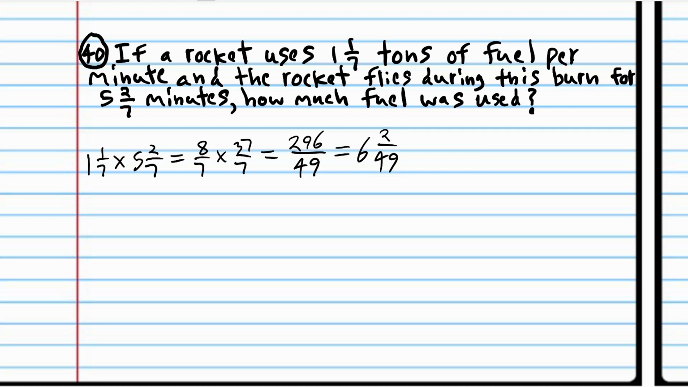So now we have to write the final units. And the final units are how much fuel. And how do we measure fuel in this problem? By tons. So it's going to be 6 and 2/49 of a ton. 6 and 2/49 tons. And that is the last problem. So just double checking that work. 240 plus 56. Yep. All right, so that's it.